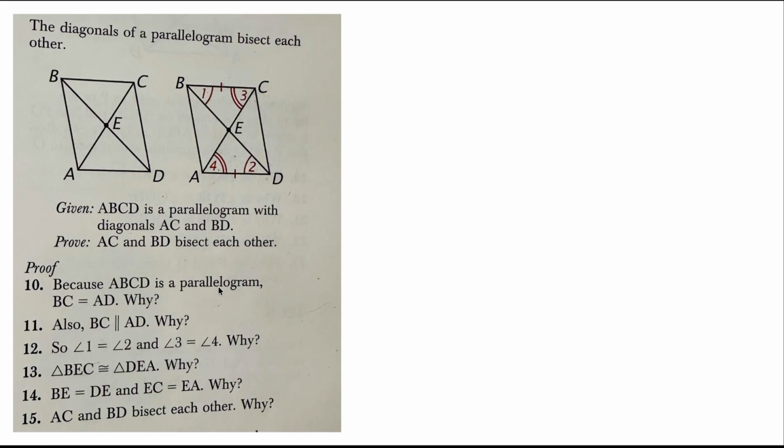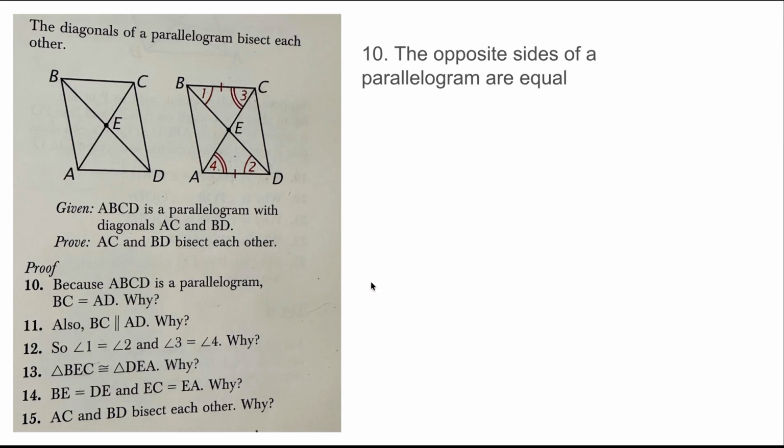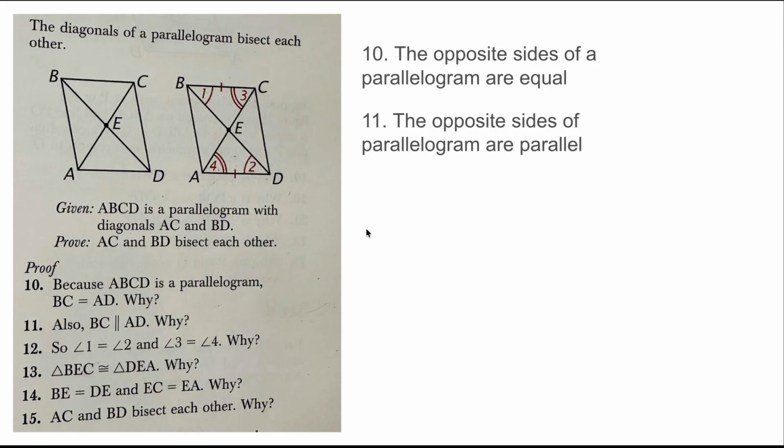Because ABCD is a parallelogram, BC equals AD, and why? Because the opposite sides of a parallelogram are equal. And now, also, BC is parallel to AD. So not only are they opposite sides and equal, but they're parallel. And how do we know that? Well, the opposite sides of a parallelogram are parallel. This is kind of obvious, isn't it? Angle 1 equals angle 2, yes, and angle 3 equals angle 4.